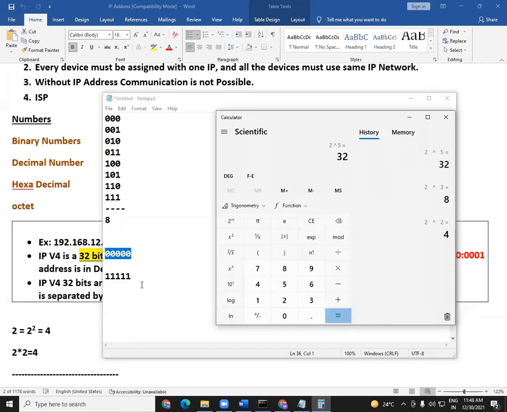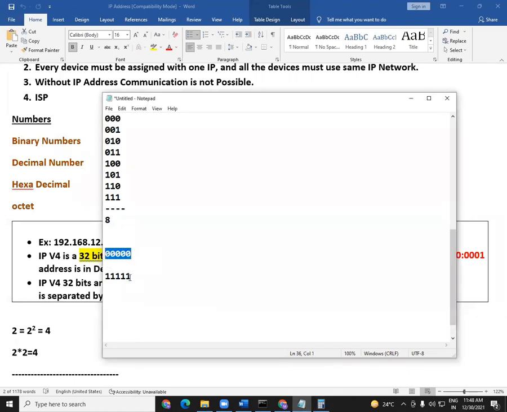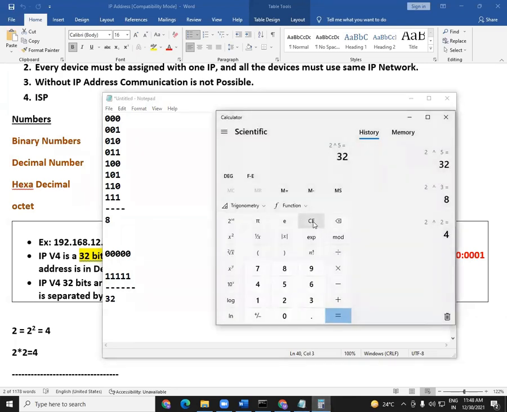So if you do the calculation here, 0, 0, 0, 0, 0, 0, 0, 0, 1, 0, 0, whatever, the first combination is all zeros and the last combination is all ones. So totally how many combinations you get here? Totally you will get 32 different combinations. So this is the easy way of calculating how many combinations we will get if there are this many numbers available. Got it?